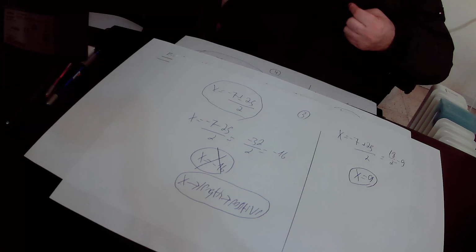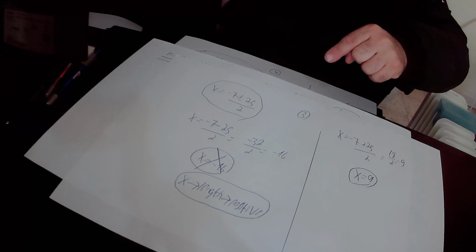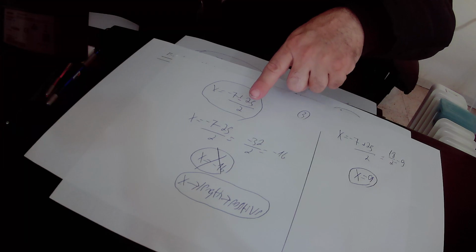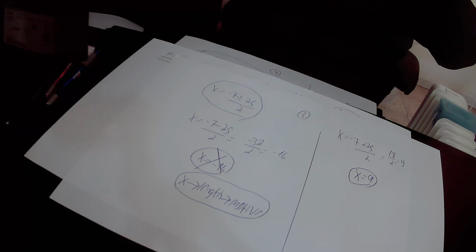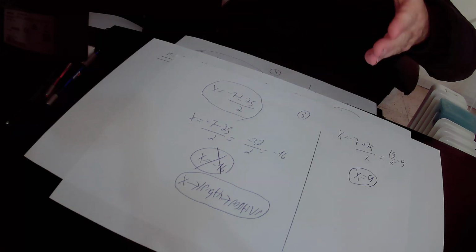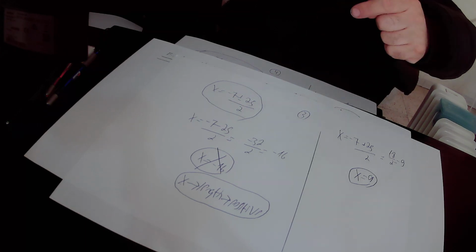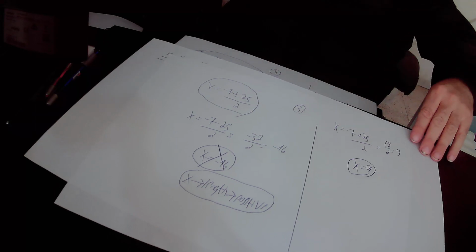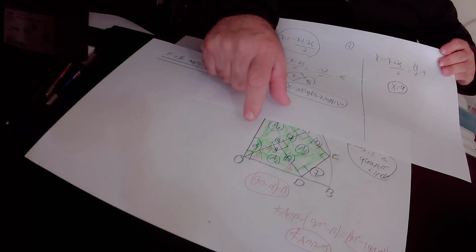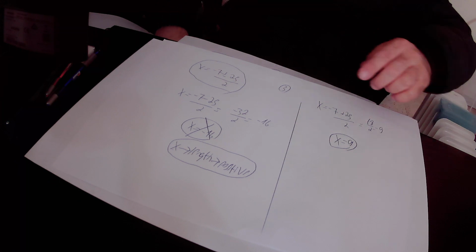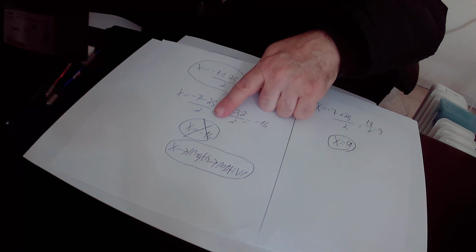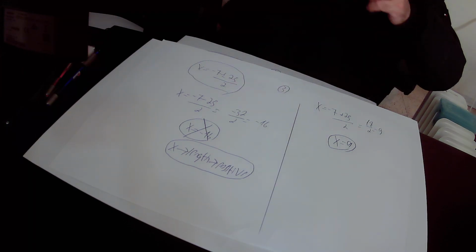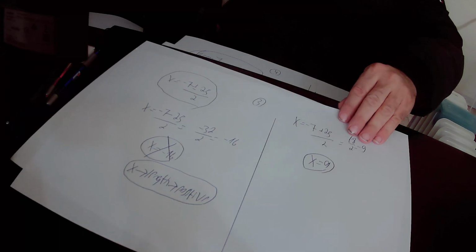Here we have two possible solutions for x. The first solution is x equals minus 7 minus 25 over 2. Minus 7 minus 25 is minus 32, and minus 32 over 2 is minus 16. So x equals minus 16, but because x is the length of line segment QO, x as a length must be a positive number, so we cancel the solution where x is a negative number. And we are left only with the second possible solution for x.